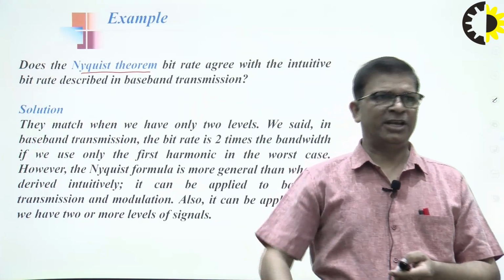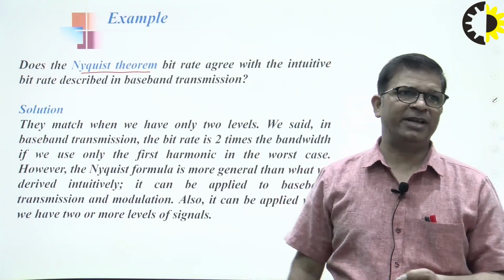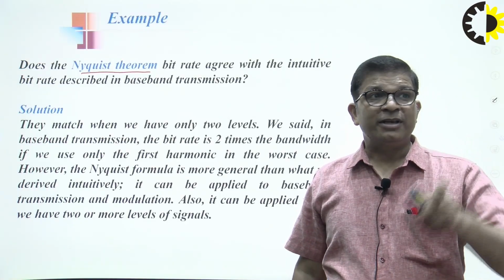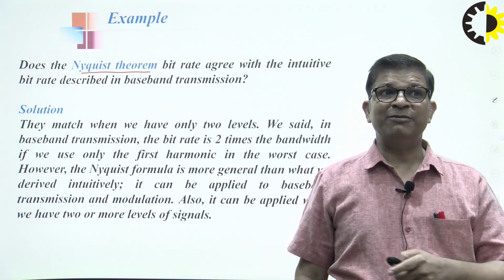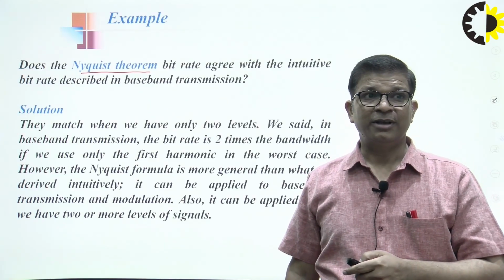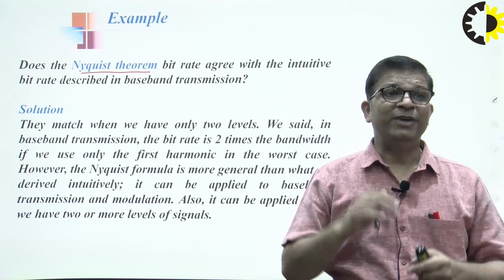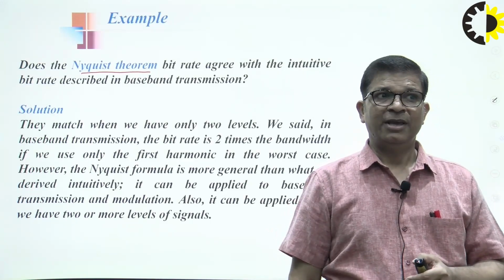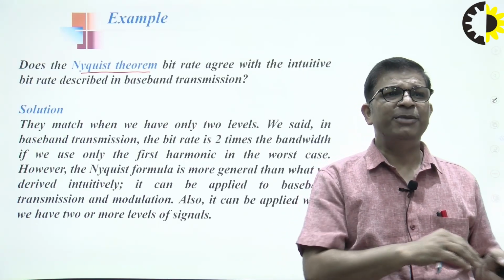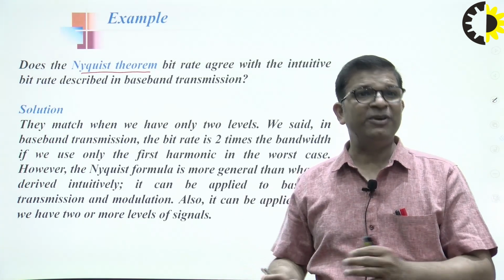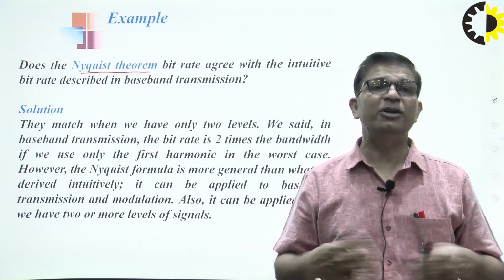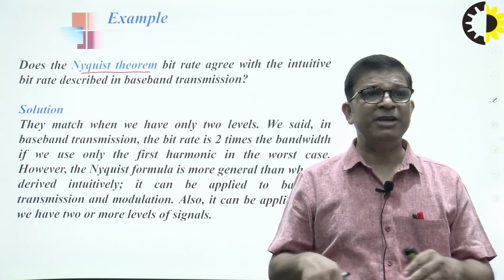Okay, we will check this formula in the next slide. Does the Nyquist theorem bit rate agree with the intuitive bit rate described in the baseband transmission? They match when we have only two levels. In the baseband transmission, the bit rate is 2 times the bandwidth. But in broadband transmission, we can assume that it can be more than 2. It can be 4, it can be 8.